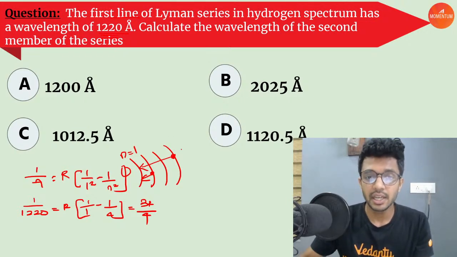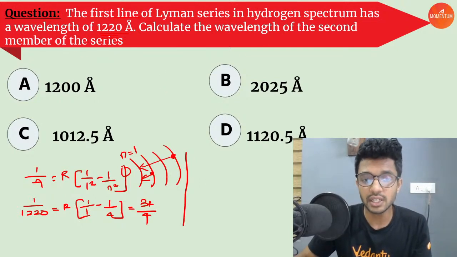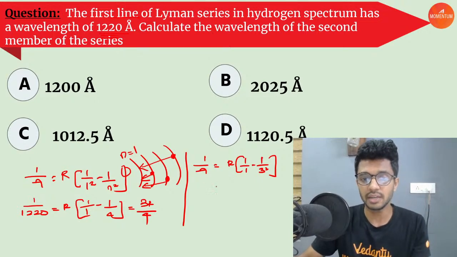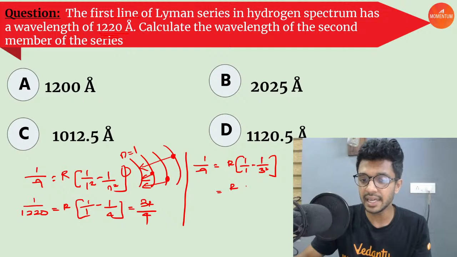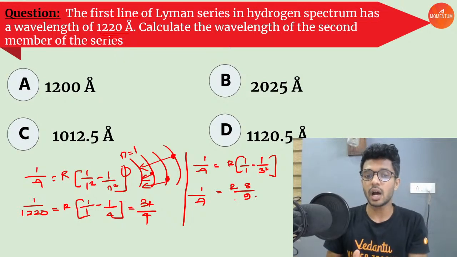The question is actually about finding out the wavelength of the second member. Second member means the electron jumps from the third orbit to the first orbit. So 1 by lambda is equal to R into 1 by 1 minus 1 by 3 square. It is jumping from the third. So this is equal to R into 1 minus 1 by 9, that is equal to 8 divided by 9. So 1 by lambda is equal to R into 8 by 9.